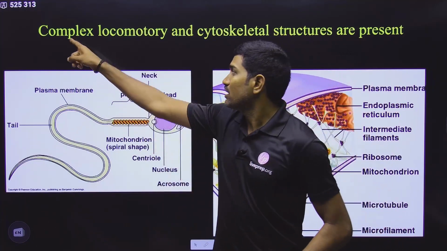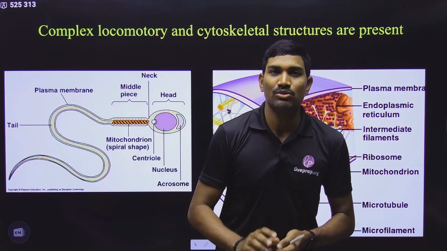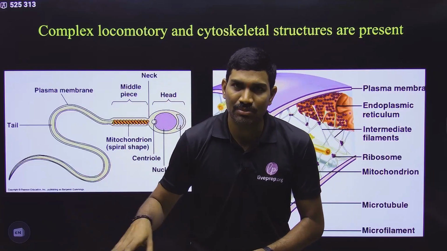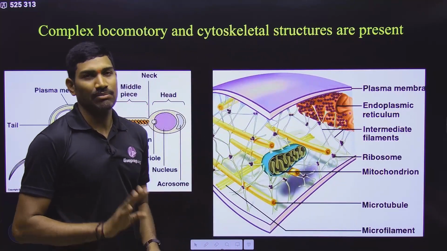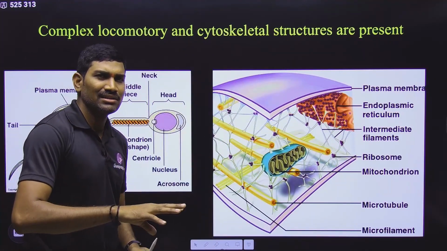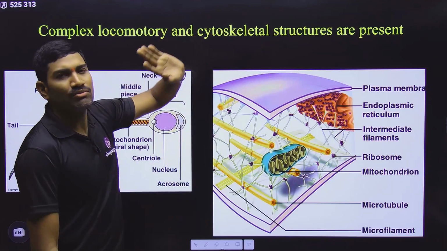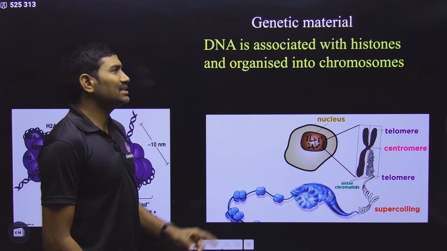But again the word complex, you just add it to cytoskeletal structures also. The type of cytoskeleton present in prokaryotes is a different type, and the type of cytoskeleton present in eukaryotes is a different type, okay. So if you can understand this, it is very good, or else at least remember the basic meaning of this particular sentence. Clear?